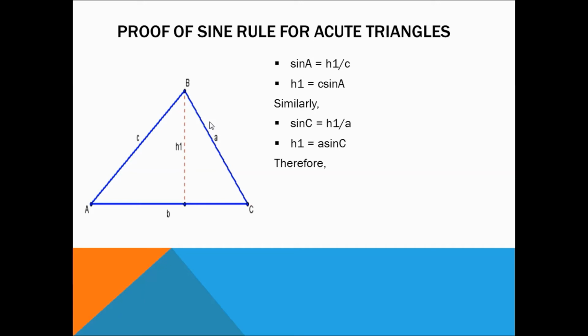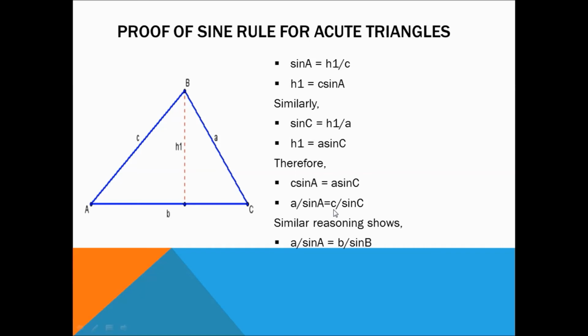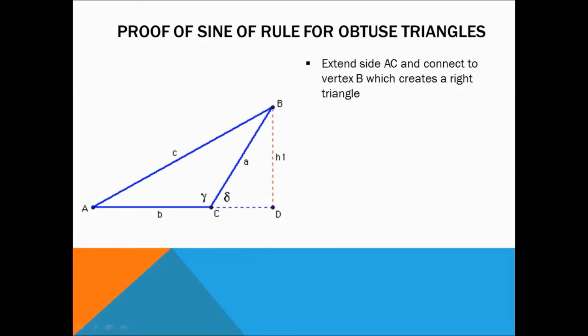Therefore, since our h1 equals c sine A and our h1 equals a sine C, we can make those equal each other. So c sine A equals a sine C. We can do a little rearranging, divide both sides by sine A, divide both sides by sine C, and we get a over sine A equals c over sine C. Similar reasoning shows that a over sine A equals b over sine B, and therefore the sine rule for acute triangles is proven.